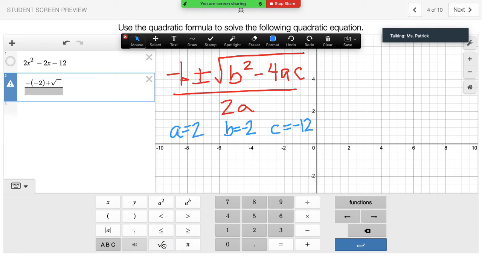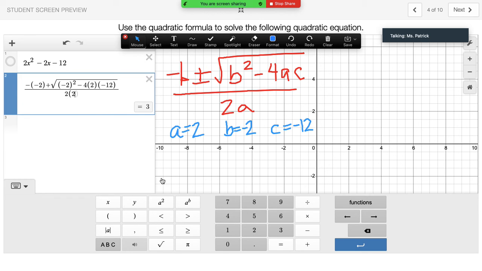So plus the square root b squared. So I'm putting this in parentheses, putting in b, which is negative 2, and then I'll square it, minus 4. I'm going to put parentheses around a, which is 2, and I'm going to put parentheses around c, which is negative 12. Again, if those parentheses are not there, it's going to change a lot of things for your answer. And then 2 times a is 2. So my first answer is 3.